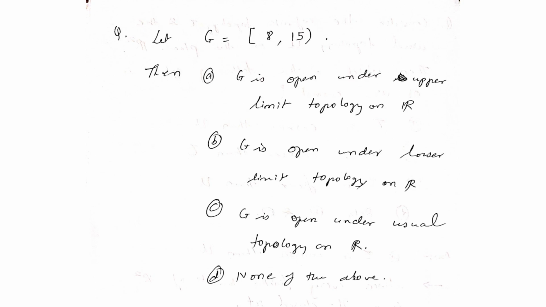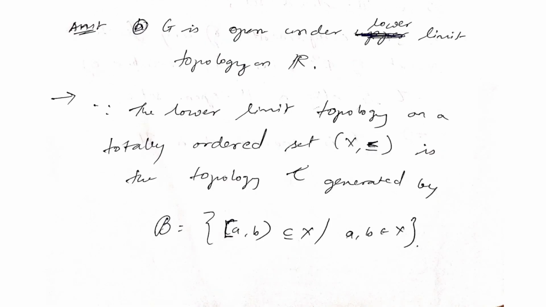Okay, so let's proceed with the answer. Yes, by the definition of the lower limit topology on a totally ordered set, it consists of the elements in the basis as closed at A and open at B. So definitely by the definition itself, it is clear that G is open under lower limit topology on R. Fine. Is it clear? Okay, so let's move to the next question.